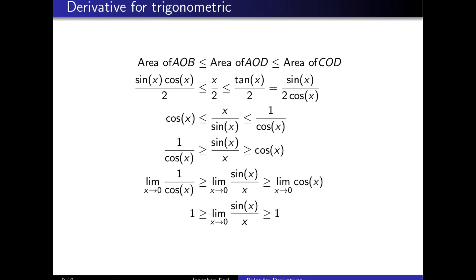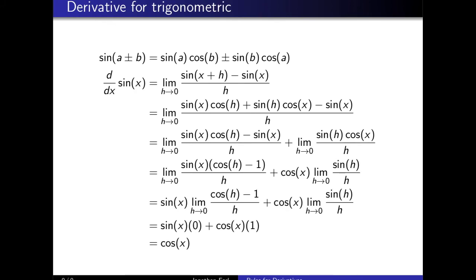And if we wanted, we could do a similar argument to show that the limit as x goes to 0 of cosine of x minus 1, all divided by x is 0. Okay, so now we'll use that and a standard relation from high school algebra. So one relationship for sines that you might remember is that the sine of a plus b is sine of a times cosine of b plus sine of b times cosine of a.